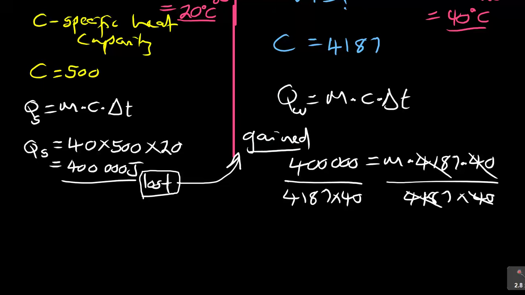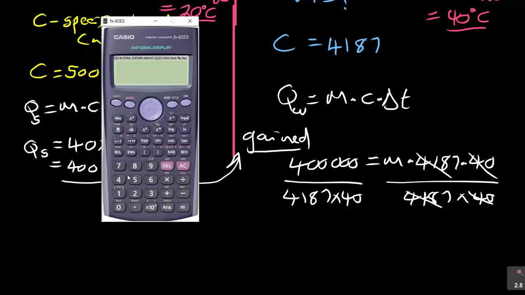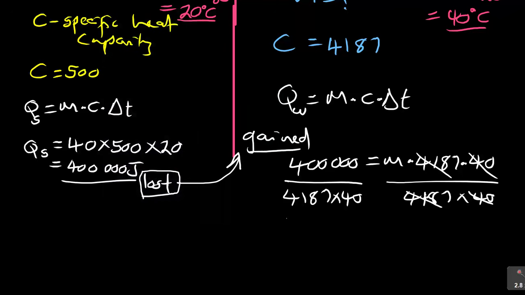So if I do that, it will give us now our M, which is 400,000 over 4187 times 40. Remember the mass that you're going to find is 2.388, which is 2.39. Now the units of mass is kg. Don't forget that you're dealing with kgs. So that is equal to M.